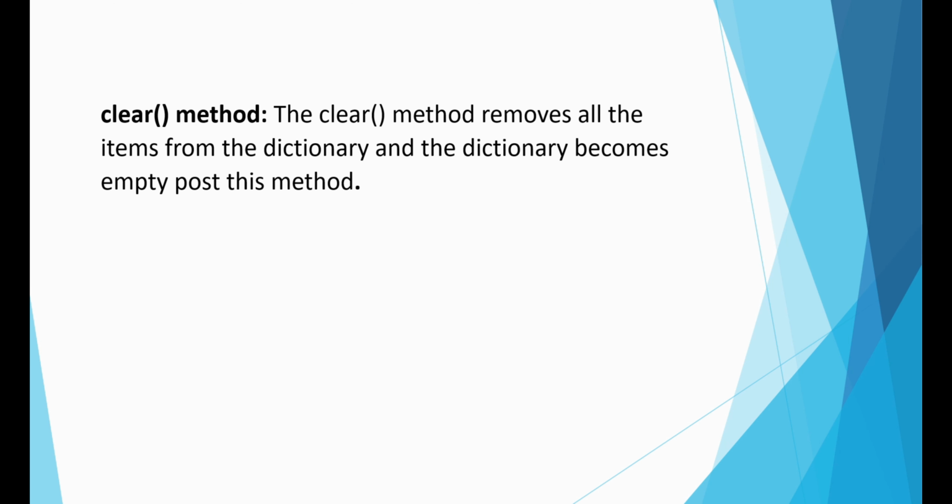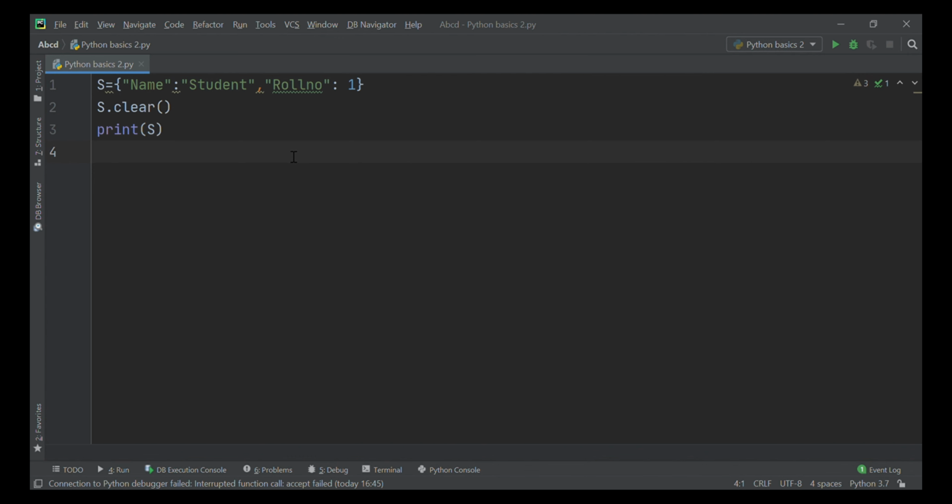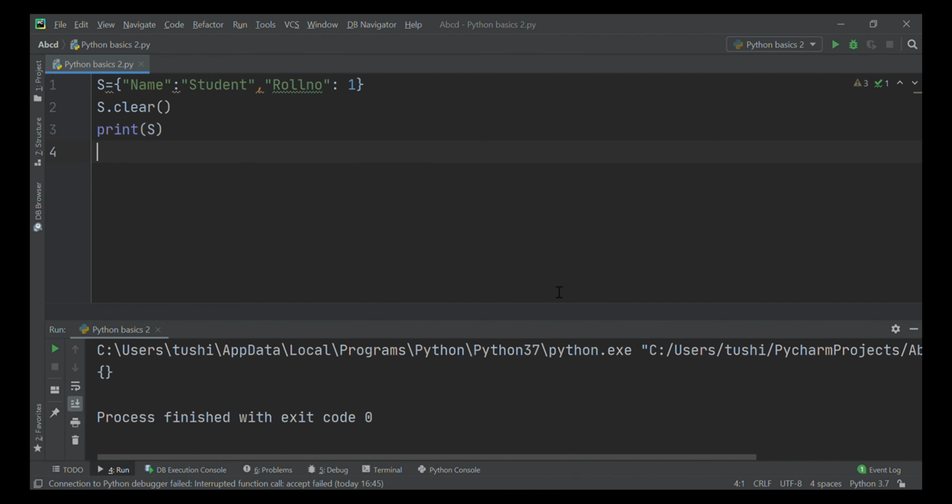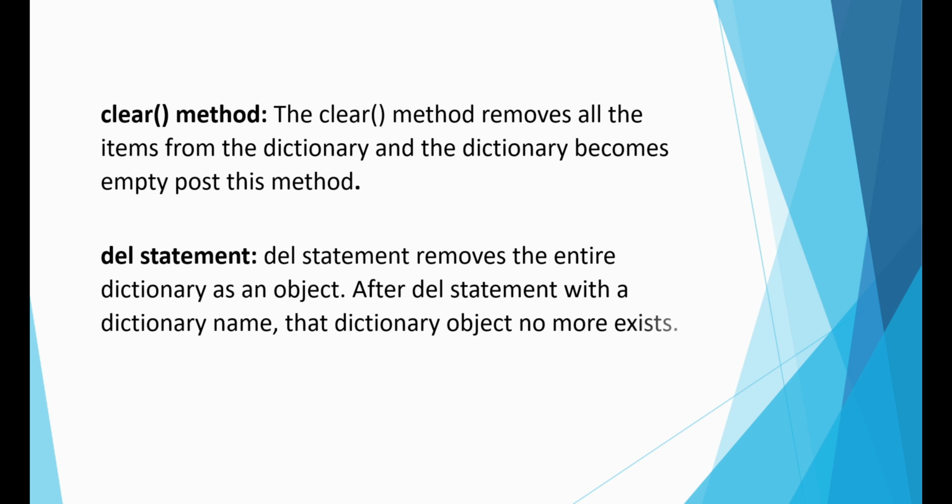The clear method removes all the items from the dictionary and the dictionary becomes empty post this method. Here we have used the clear method. In the output, we can see that all the items from the dictionary have been removed and we have an empty dictionary. The del statement removes the entire dictionary as an object. After using the del statement with the dictionary name, the dictionary object no more exists.